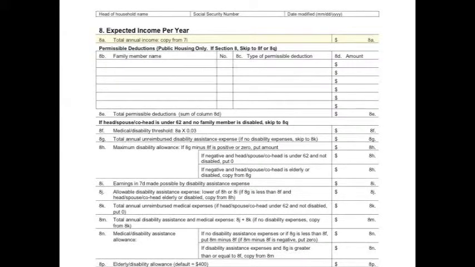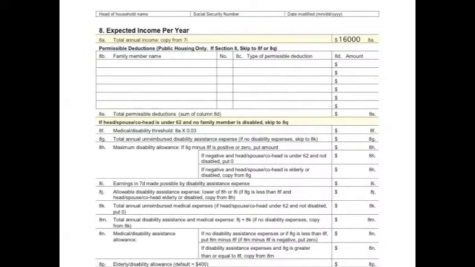On line 8A, the form tells us to copy from 7I. Because we don't have a 7I for John, we're going to look at the previous page and look at the two types of income and add them together. We have John's pension and we also have his daughter's earnings. So on line 8A, let's put $16,000. And go to the next bold area because we're skipping over the permissible deductions.